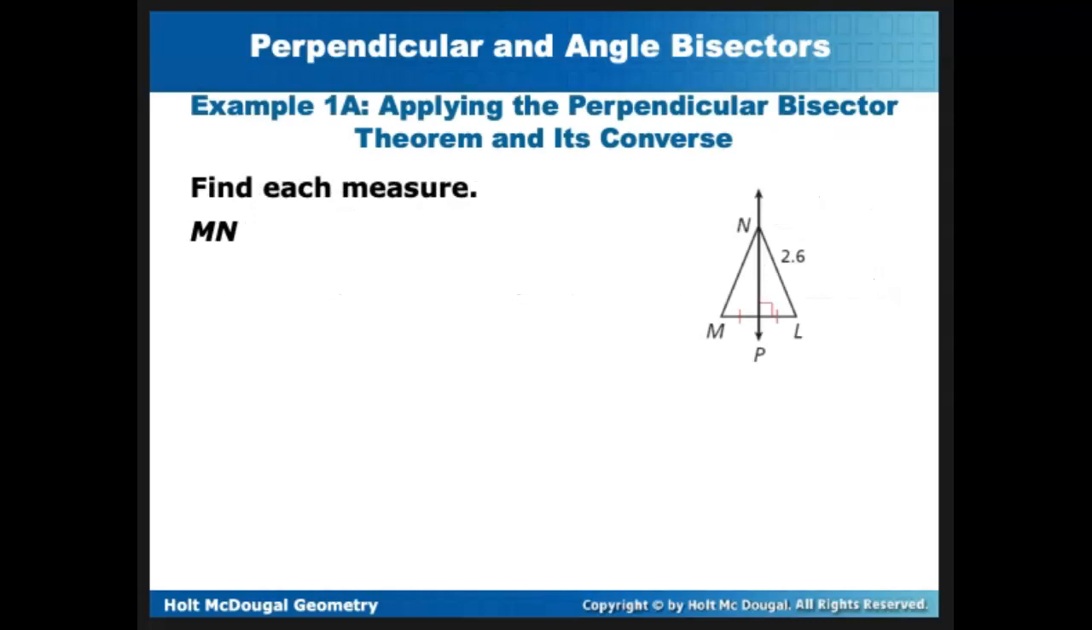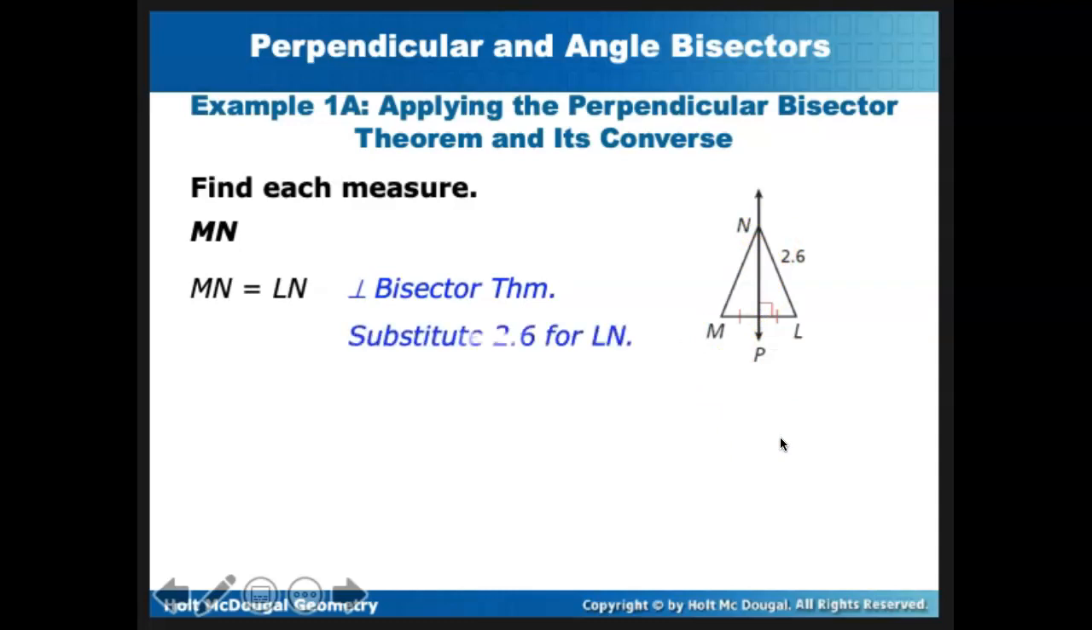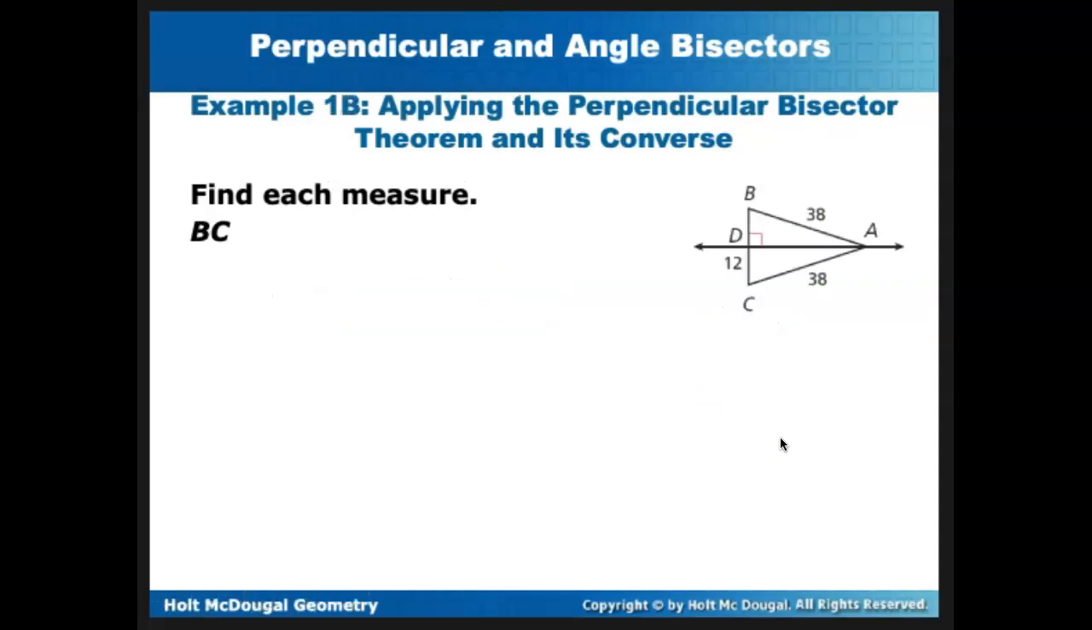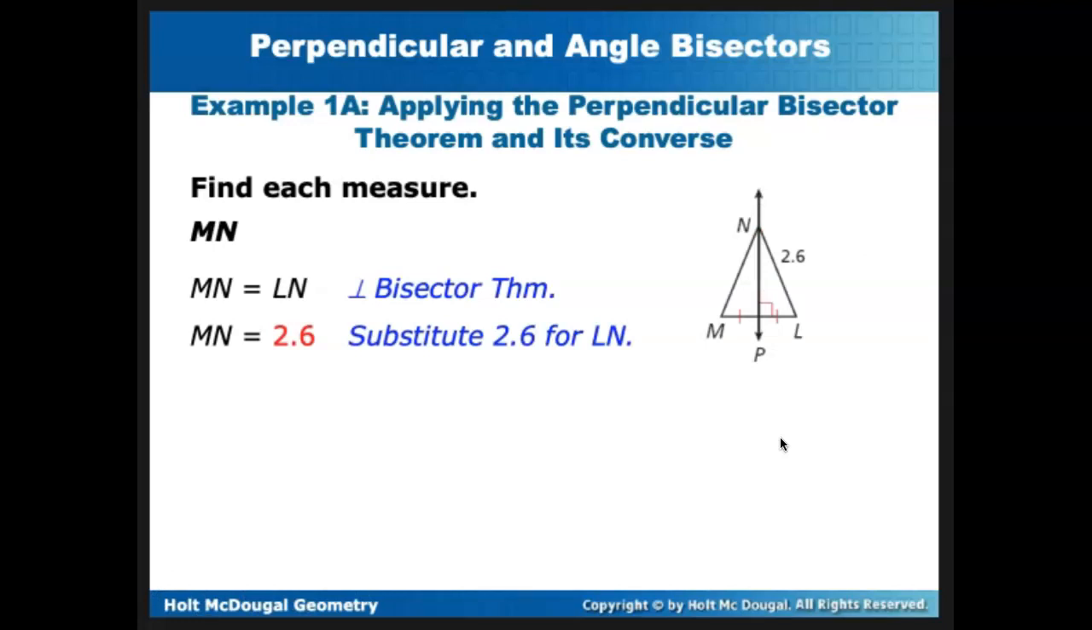We want to find each measure. We're going to find MN. So since LN is 2.6, it shows us that this is perpendicular, these are congruent, so this also has to be 2.6 units. And there it is.